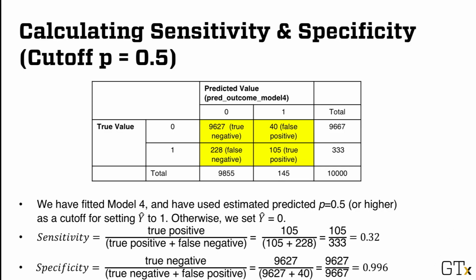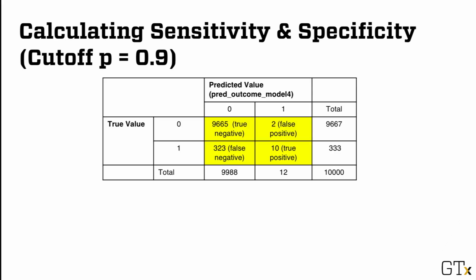Specificity is true negative over true negative plus false positive, and it works out to 9627 over 9667, or 0.996. So, this is at a cutoff value of p equals 0.5. I could increase the cutoff value of p to 0.9 and do the calculations, do the crosstabs, do the predictions and so on, and here is what I get.